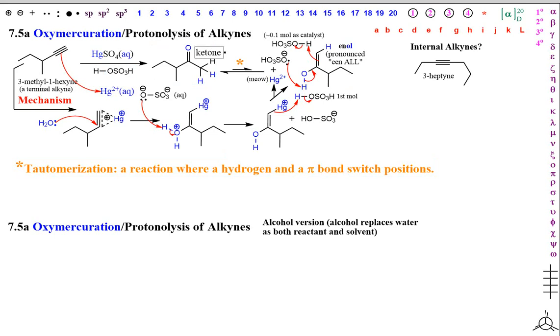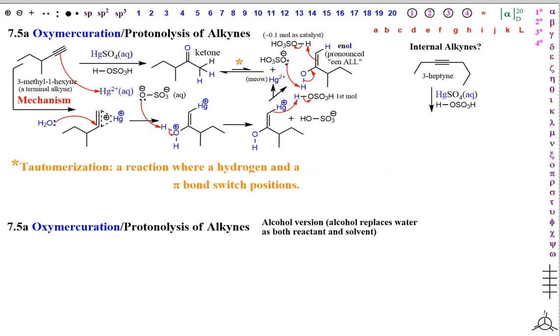Ketone. In the next video, you'll see hydroboration oxidation, where we can make the aldehyde from the same alkyne. So we have a nice way to make ketones from terminal alkynes.